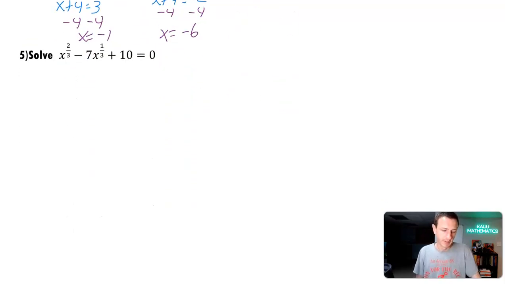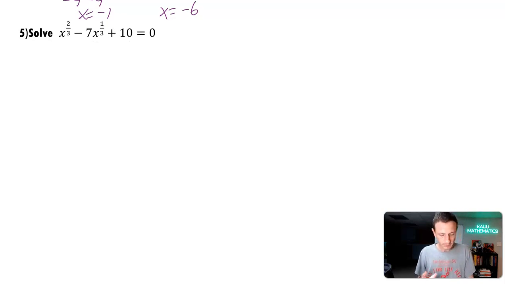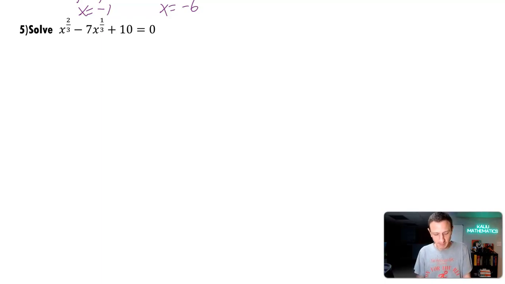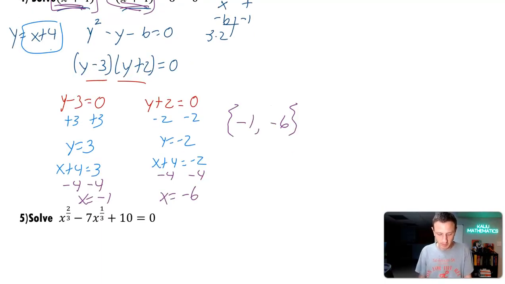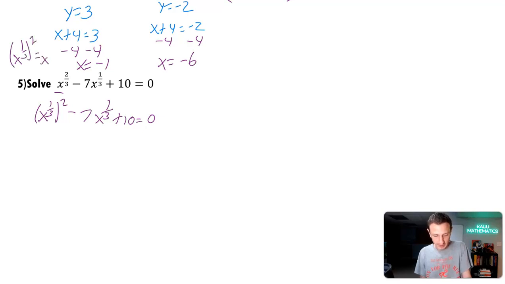Now, number 5, definitely a little bit of a challenge question for this section. x^(2/3) − 7x^(1/3) + 10 = 0. What you have to find here is the same kind of concept, where you have to see that x^(2/3) is x^(1/3) squared. That's a hard piece to catch on your first look, because x^(1/3) squared is x to the 2 times 1/3, so 2/3. That makes sense.